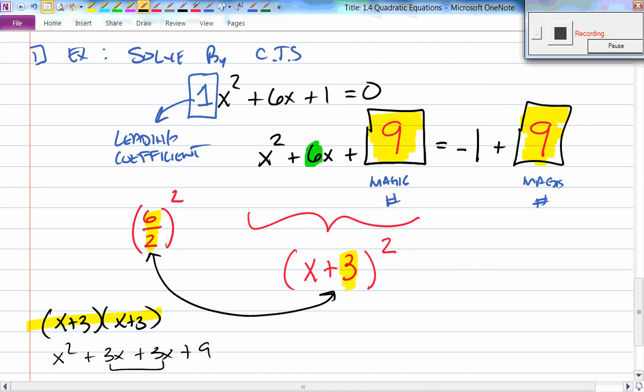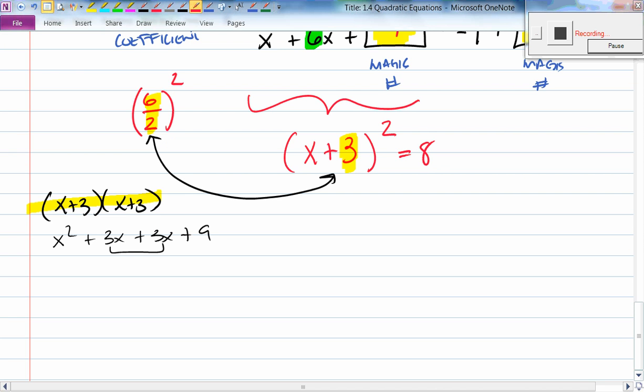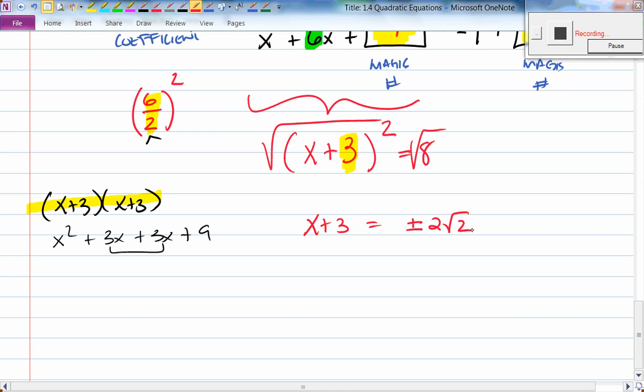Yeah. So on the other side, I'll use red. Keep it going here. On the other side, -1 plus 9 is 8. Okay, now we're home free. The reason we're home free is because we just solved this using square roots. So x plus 3 equals plus or minus 2 root 2. I'm so glad that you noticed that it was a 2 root 2, when we break down the square root of 8. So I would subtract 3, so x is equal to plus or minus 2 root 2 minus 3.